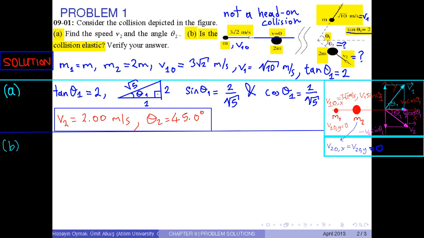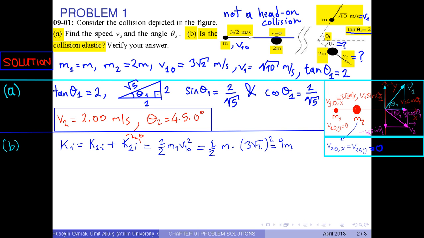In this part, to show whether the collision is elastic or inelastic, we utilize the law of conservation of total energy. In this type of problems, it is sufficient to calculate the initial and final total kinetic energies. The initial total kinetic energy, denoted by Ki, where the subscript i stands for initial, is equal to 1 over 2 times m1 times v10 squared, which is the initial kinetic energy of mass m, plus 0, which is the initial kinetic energy of mass 2m, since its initial velocity is 0.